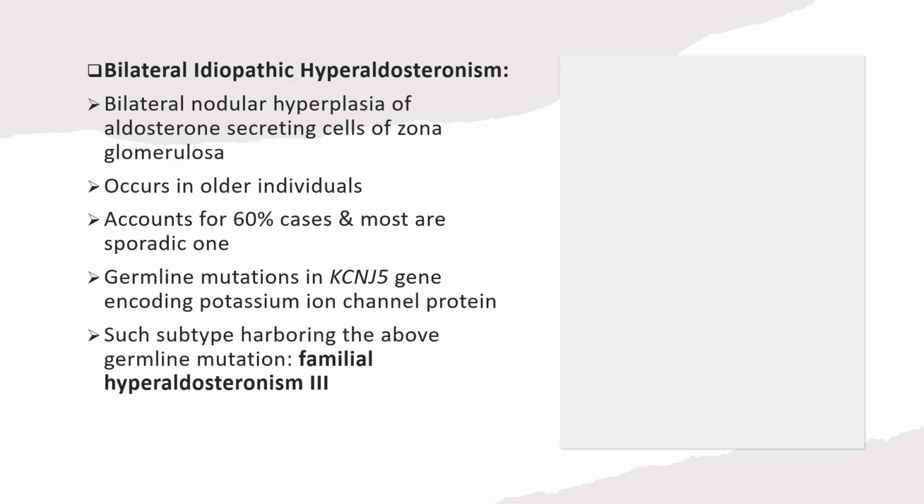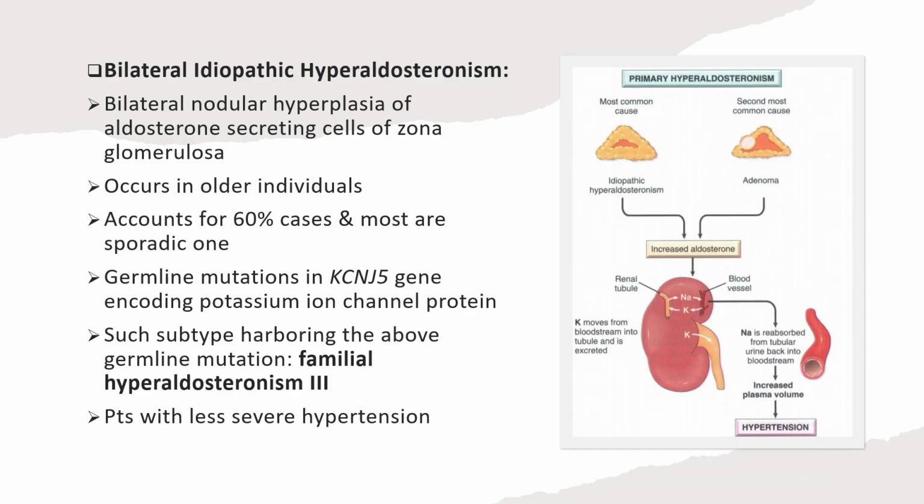And here what happens, that there is mutation in the potassium ion channel protein, where when this mutation happen, then this channel becomes insensitive, or that becomes non-specific to various ion, and that results in disruption of the ion homeostasis. Such types of subtype which harbor the germline mutation in the KCNJ5 gene, that is called as familial hyperaldosteronism 3. And patient with such a variety of bilateral idiopathic hyperaldosteronism has less severe hypertension.